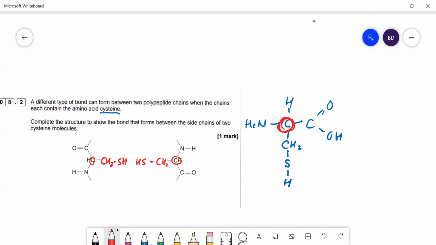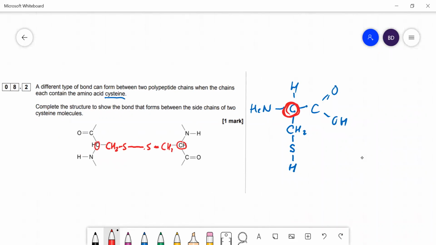And what happens is you lose those 2 hydrogens there. So it's actually an oxidation reaction. You're removing hydrogens, and you form a new covalent bond between the 2 sulfurs. It's called a disulfide bridge, and it's a covalent bond. Okay, that's the 1 mark there. And the structure of cysteine is on your data sheet.